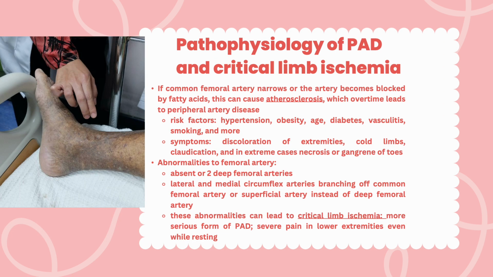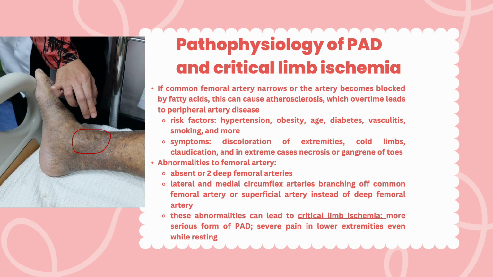So for the pathophysiology of peripheral artery disease and critical limb ischemia, this picture on the left is showing pitting edema, which, if you can see those little pits right here, that's where the pitting comes from. And obviously you can tell that his right leg is significantly swollen. When the common femoral artery narrows or becomes blocked by plaque or fatty acids, this can cause atherosclerosis, which is hardening of that artery, which over time leads to peripheral artery disease. Risk factors for this are hypertension, obesity, older age, diabetes, vasculitis, smoking, and more, which makes sense, as all of these factors have been linked to a disruption in your blood flow.